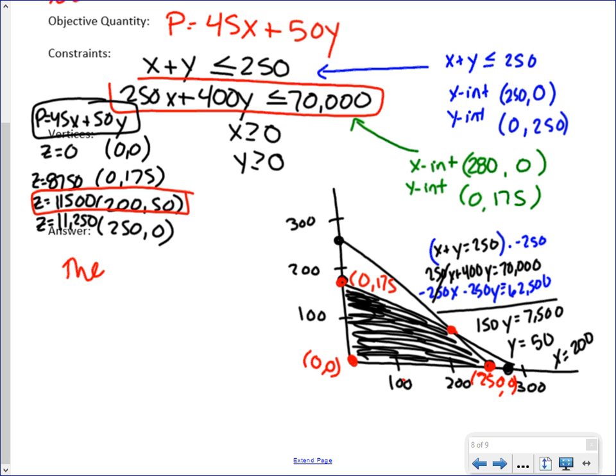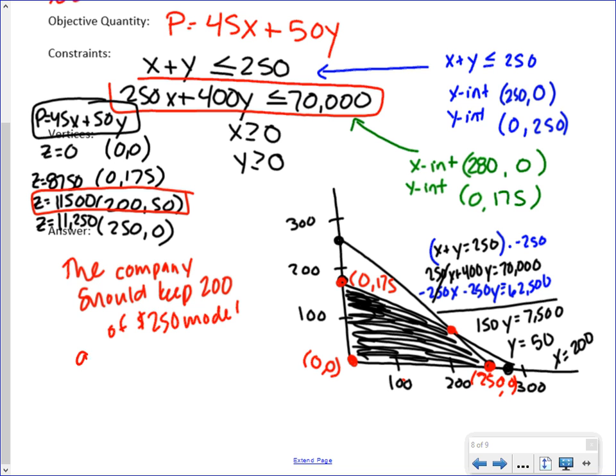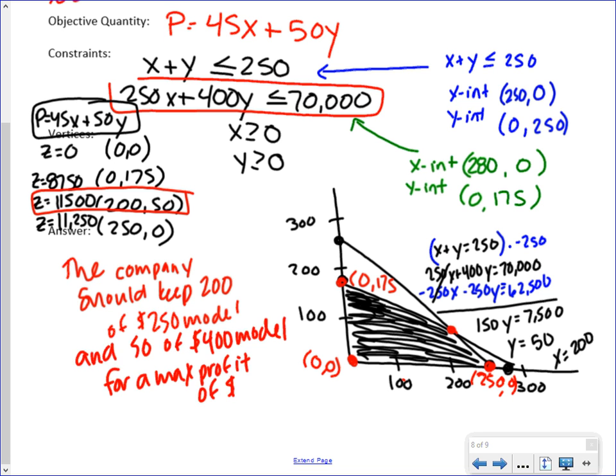Are we a shop owner? The company should keep 200 of the 250 model and 50 of the $400 model for a profit, or a max profit, of $11,500 if we did our math correctly.